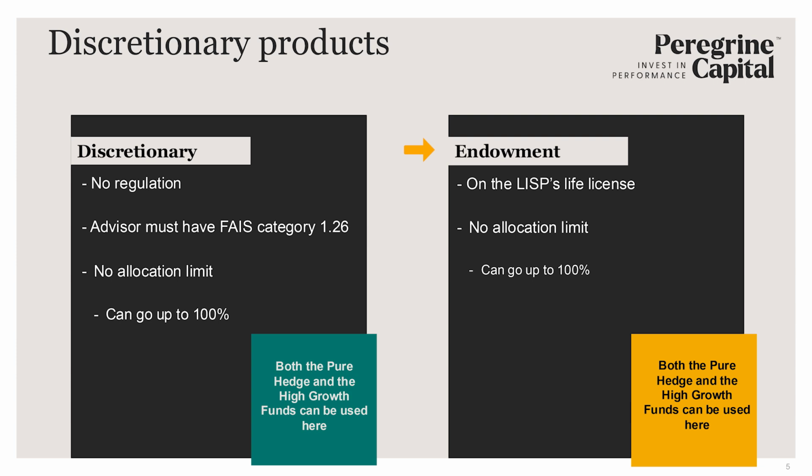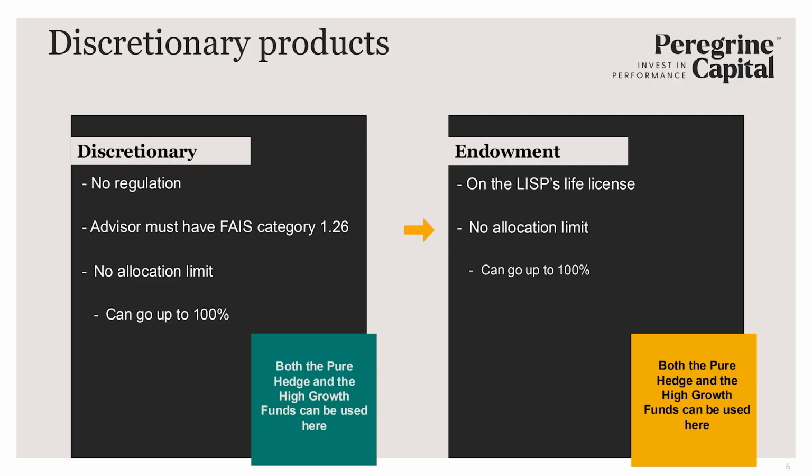If we go then on to endowments, on the LISP, these are obviously on the LISP's life license. 1.26 is applicable in some instances. I think it very much actually just depends on how the LISP views it, whether they do a see-through. If not, then obviously you just need the license category that is applicable to the life product. Again, no allocation limits here. So from an endowment perspective, you can put as much hedge exposure into the portfolio as you or your client would like.